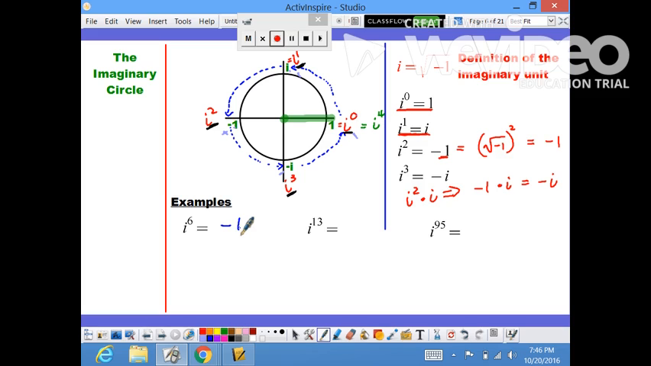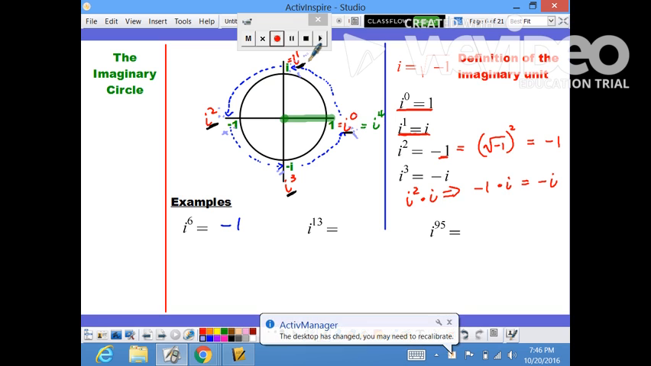We can do the same thing again with i to the power 13. Okay, we start at 0 again and work our way around. So 1, 2, 3, 4, 5, 6, 7, 8, 9, 10, 11, 12, 13. So i to the power 13 is i.